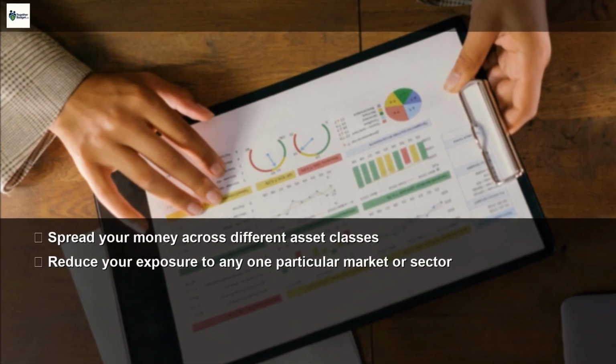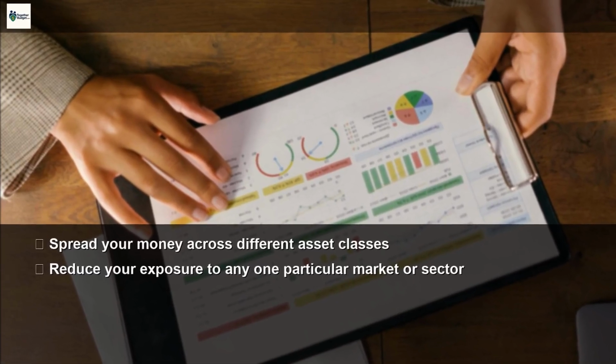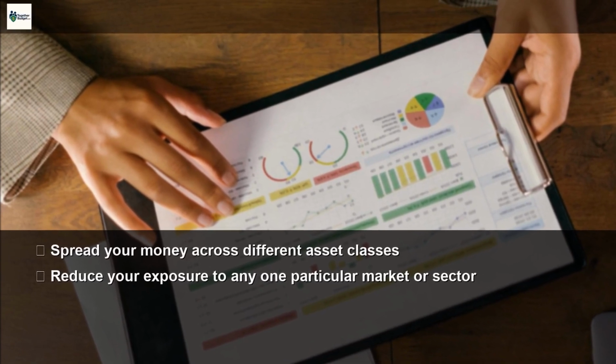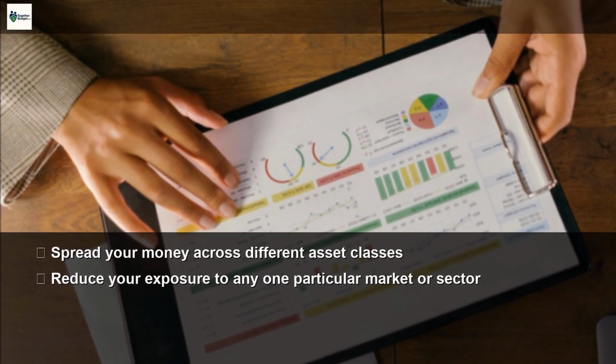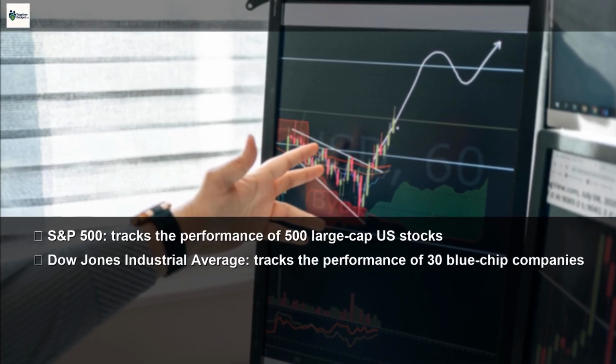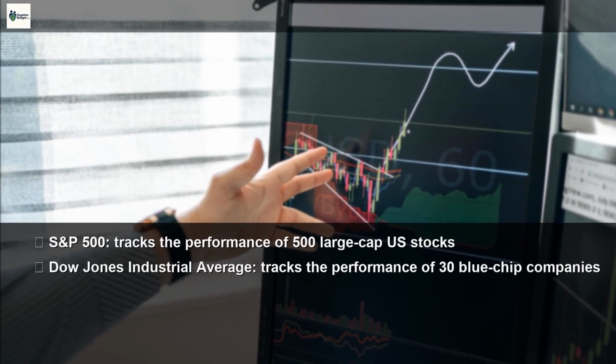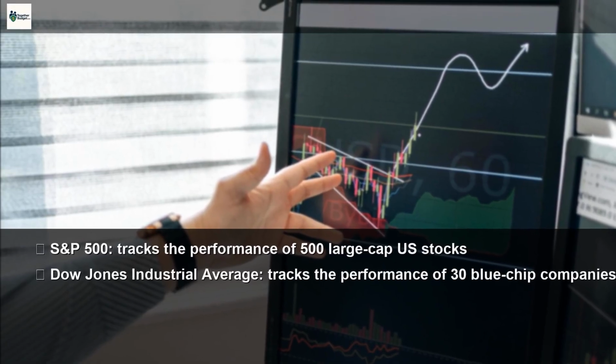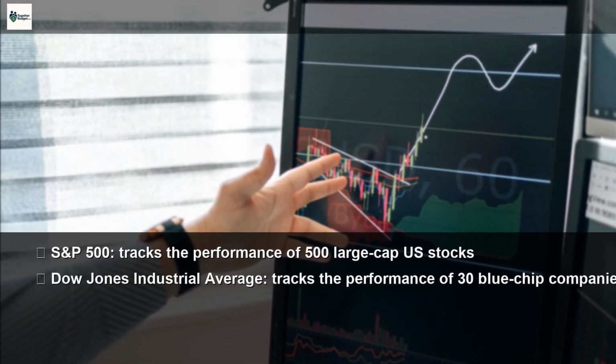Diversification is key to managing risk in your investments. By spreading your money across different asset classes, you can reduce your exposure to any one particular market or sector. Market indices such as the S&P 500 or Dow Jones Industrial Average track the performance of a group of stocks. They can give you an idea of how your investments are performing relative to the broader market.